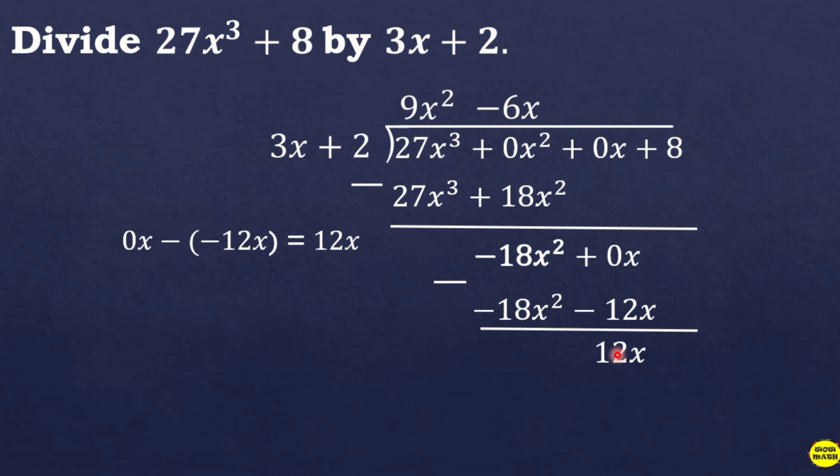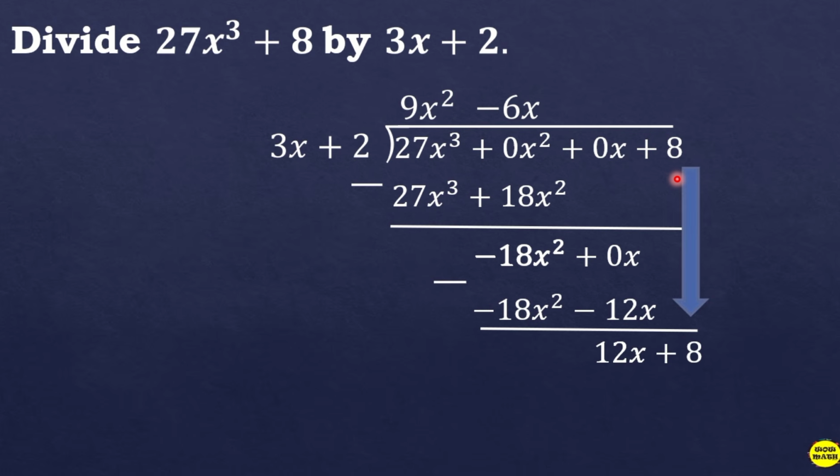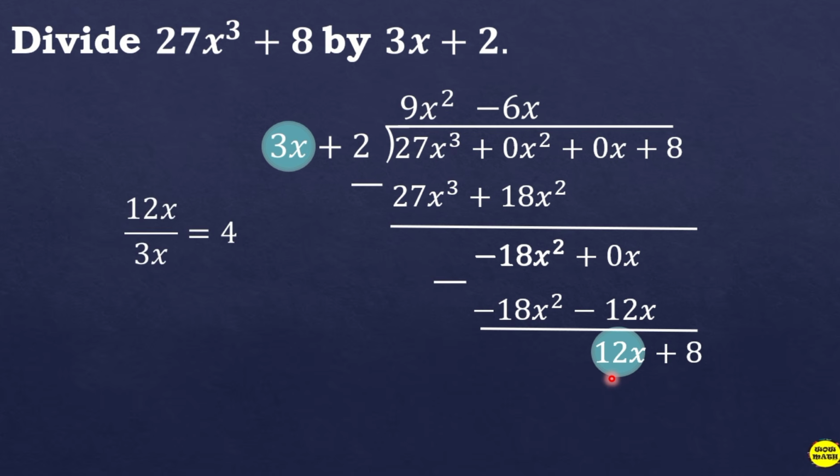So, 12x. Or pwede namang 0 minus negative 12. Ayan, magpa-plus rin naman siya dito. Okay? So, next, meron pa tayong naiwan. So, bring down 8. And then, divide natin ulit si first term, 12x, divide 3x. So, 12 divide 3, that is 4. And then, wala na to. So, 4 na lang po. So, ayun na po. Positive 4.